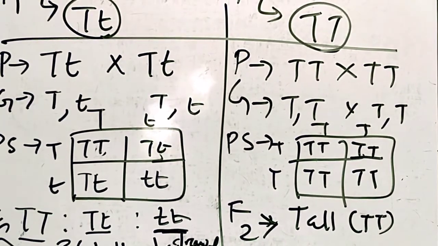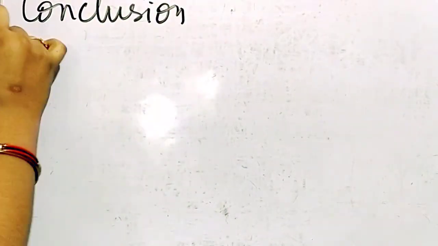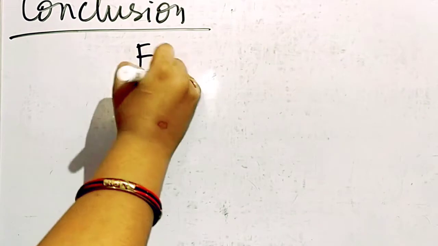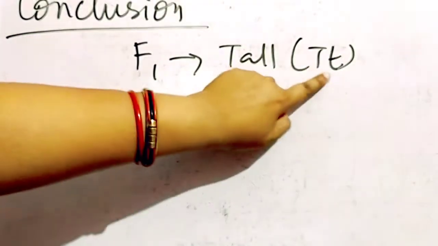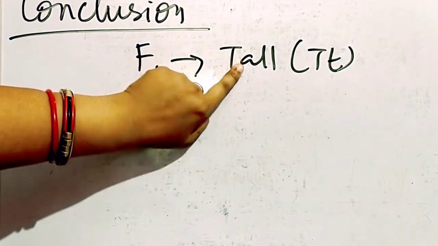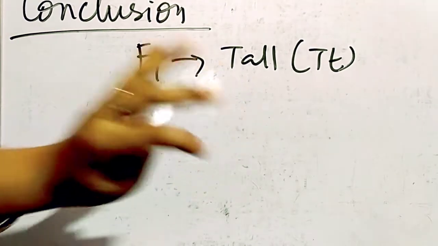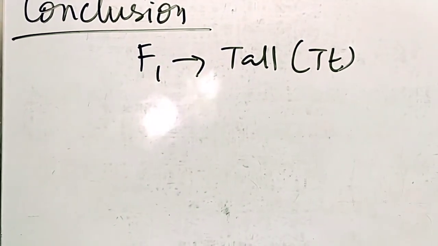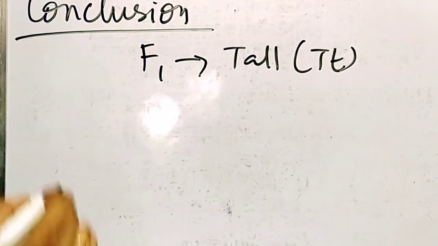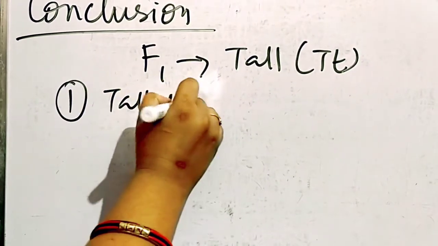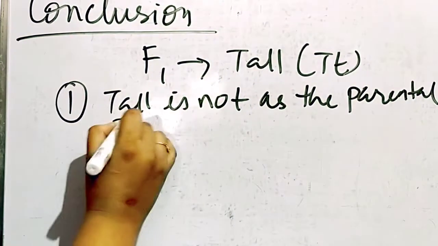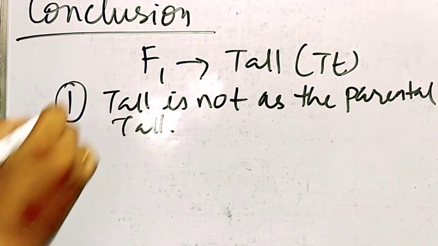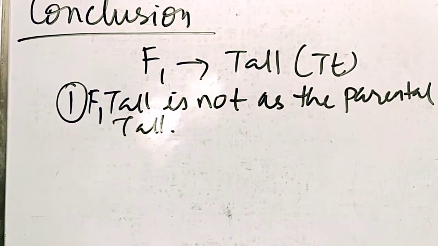So from this, Mendel came to a conclusion. What is the conclusion that Mendel arrived at? The F1 generation is a tall plant, and Mendel didn't know the genotype; he only had the idea of the phenotype, tall. He confirmed that this offspring in the F1 generation is heterozygous and is not the same as the parental tall. The F1 tall is not the same as the parental tall.